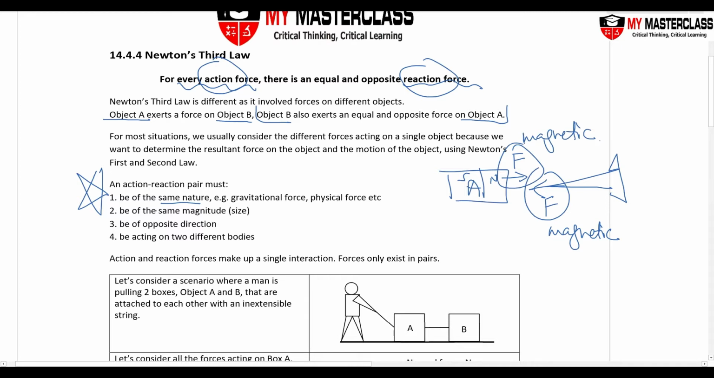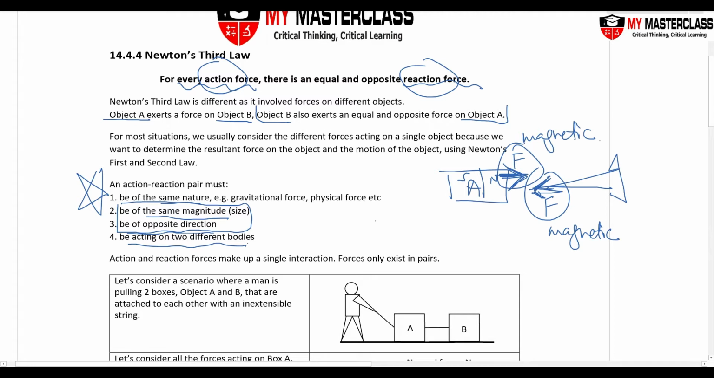Then the second one: they must be of the same magnitude and opposite direction. This is the common one. So this will be quite easy to spot. Same magnitude, opposite direction. And they must be acting on two different bodies. So you see that in my example here with the magnet and the iron nail, this force on the magnet and this force on the iron nail act on two different bodies, the magnet and the iron respectively. So the criteria for this situation are fulfilled.